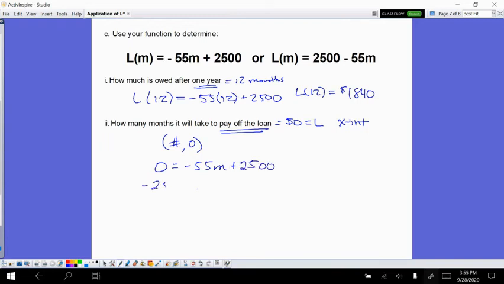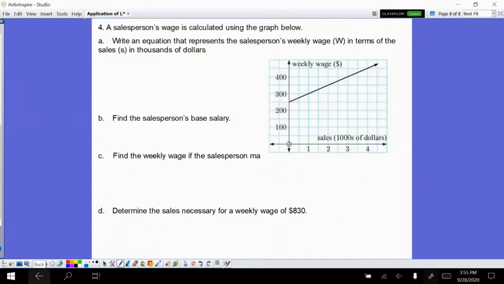So we go back to our equation, we make the left-hand side 0, and we solve for m. Subtract 2,500, divide by -55, and we'll pay off the loan in 45.5 months. Probably won't make a half-month payment, so we'd finish paying off our parents in 46 months.